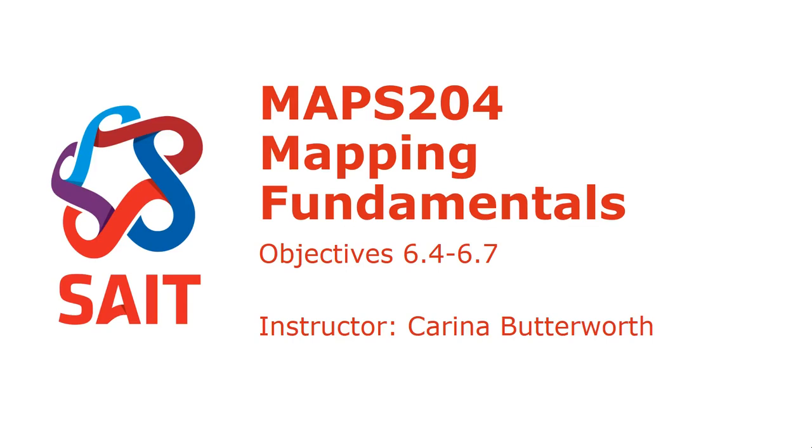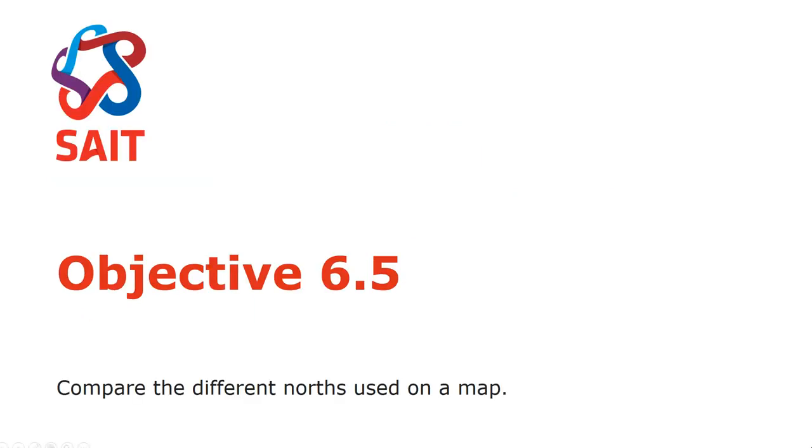All right, welcome to Objective 6.5. So we're going to continue on with this. And so now we're going to be looking at the different norths that are used on a map. Believe it or not, there are actually 3 norths that we use in mapping and in geomatics.